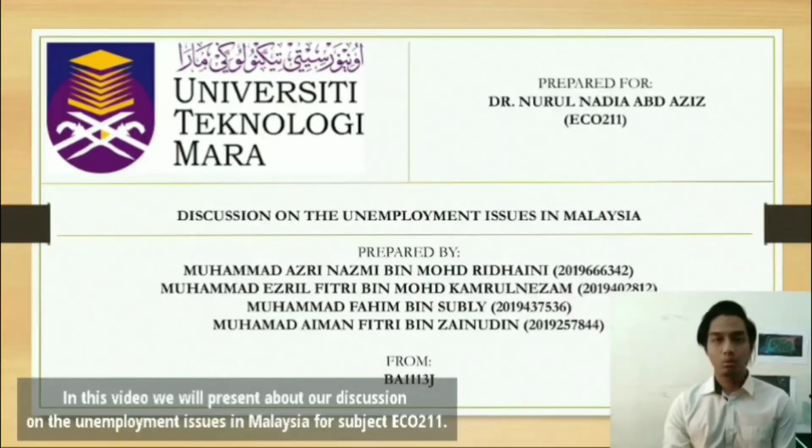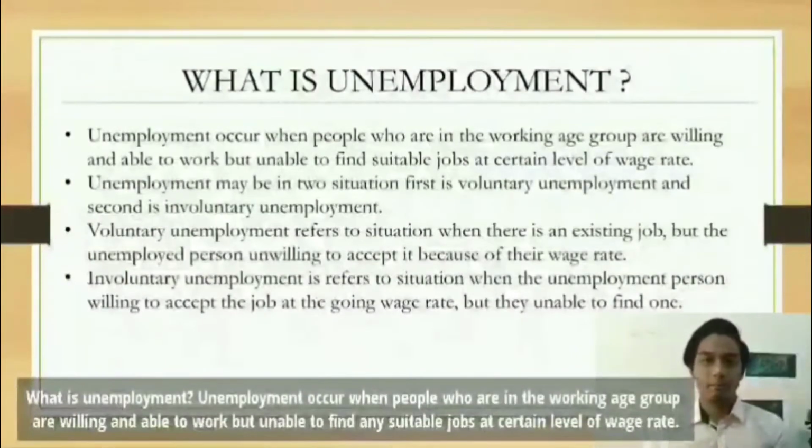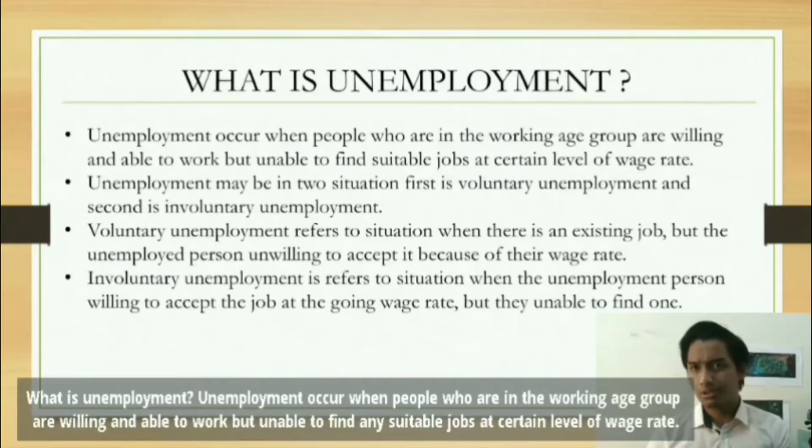In this video, we will present our discussion on the unemployment issue in Malaysia for subject Eco 211. What is unemployment? Unemployment occurs when people who are in the working age group are willing and able to work but unable to find any suitable job at a certain level of wage rate.